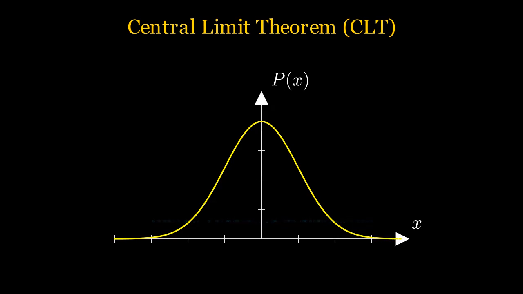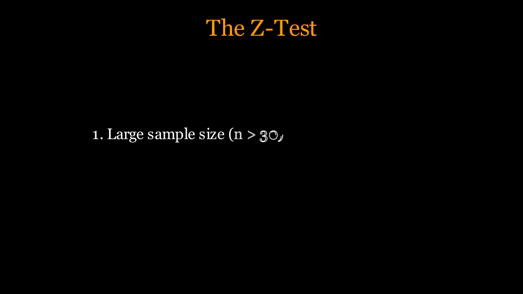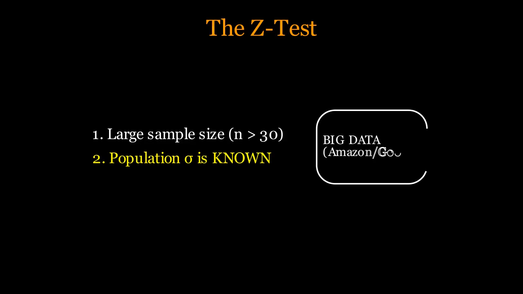The z-test is the gold standard for large data sets. Historically, we use a z-test when two conditions are met. First, the sample size n is large, typically greater than 30. Second, and most importantly, the population standard deviation, denoted as sigma, must be known. In modern big data scenarios, such as analyzing millions of transactions at a company like Amazon or Google, the z-test is highly reliable because the sheer volume of data makes our estimates of variance extremely precise.